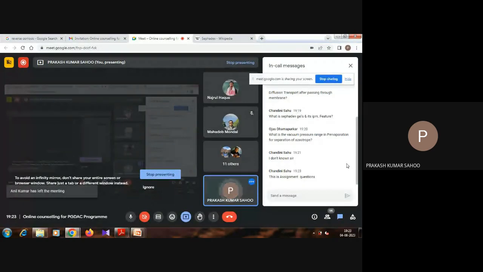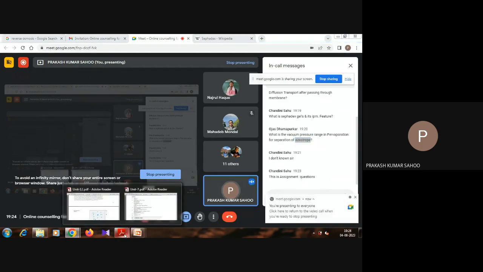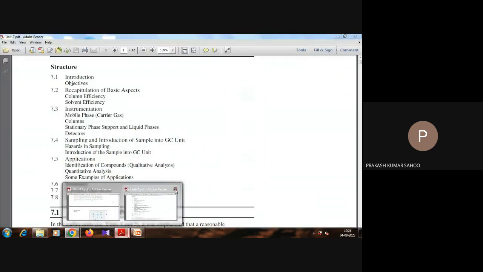What is the vacuum pressure range in pervaporation for separation of azeotropes? Azeotropes means your solutions with the same boiling point. So in pervaporation, we have discussed this concept today, that is the pervaporation concept.